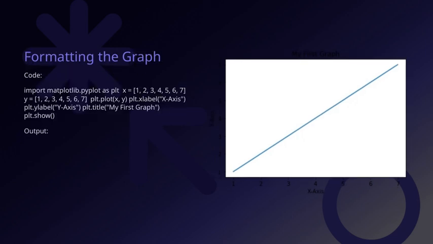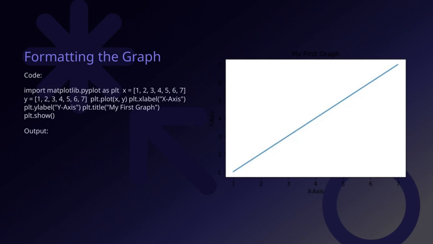Now let's talk about how to format the graph to make it clear and visually appealing. On this slide, you see some example code that shows how to do that using Matplotlib. First, we import the library with import matplotlib.pyplot as plt. Then we create two lists, x and y, which contain our data points. In this case, both lists are simply numbers from 1 to 7, making a straight line when plotted.